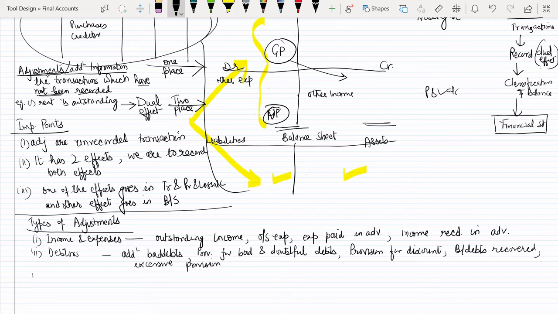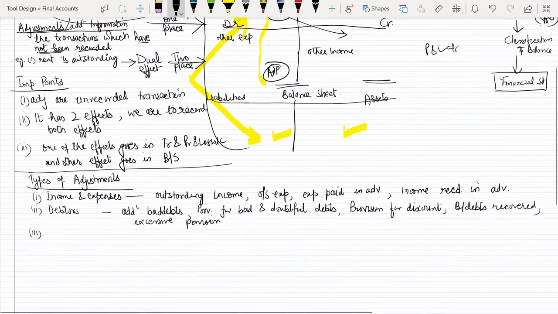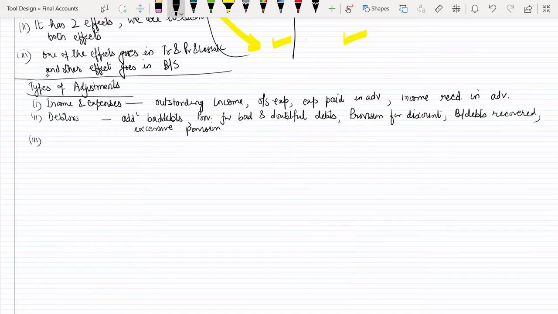Okay. Next is adjustment relating to creditors. In respect of creditors, we have only provision for discount on creditors. Okay.